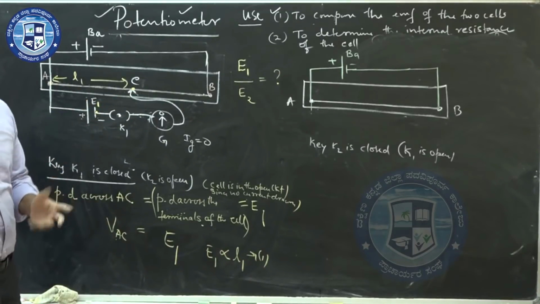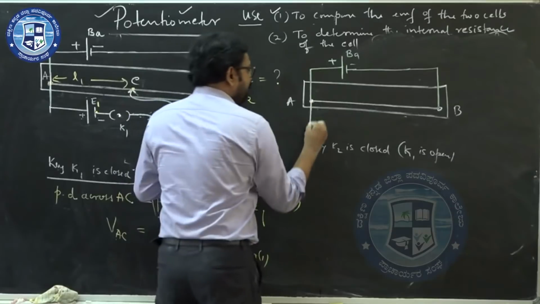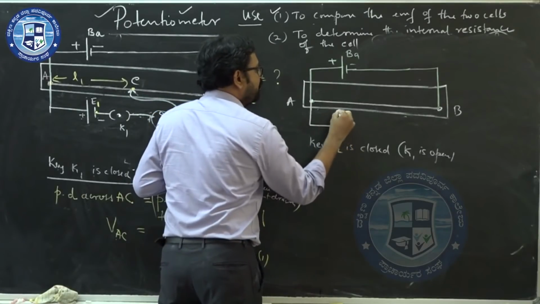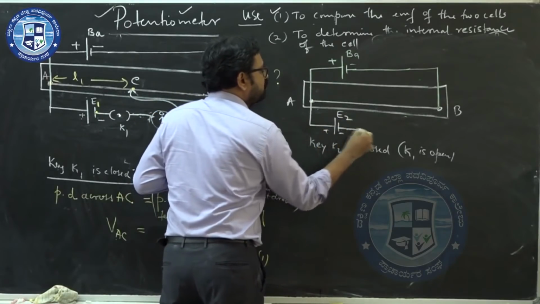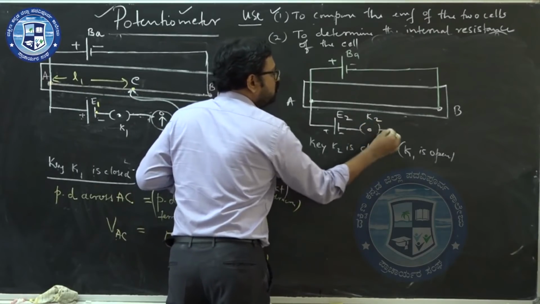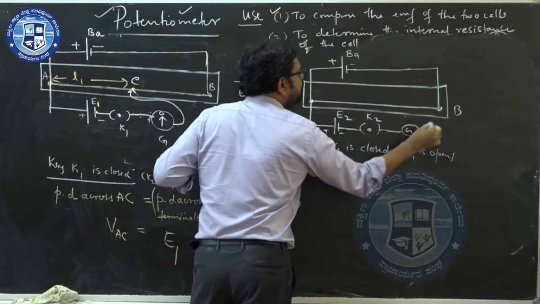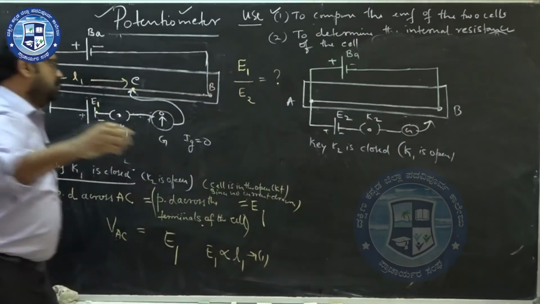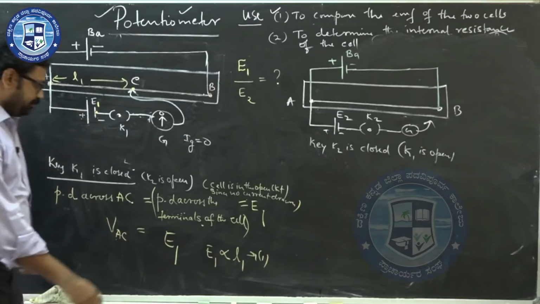Just to avoid confusion, I'll remove that part and I'll just draw the remaining circuit, where there is a cell of EMF E2 connected to one terminal of K2, correct? And the key is closed, and the other end of K2 is connected to a galvanometer, and that is connected to a sliding contact or your pointer.